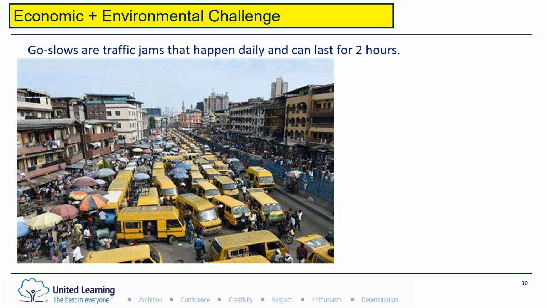Another economic and environmental challenge. In Lagos, where there's 21 million people, traffic jams are a daily occurrence. These are called go-slows, and these traffic jams can last for up to 2 hours a day. What this means is people might be late for work, which means they won't get paid.